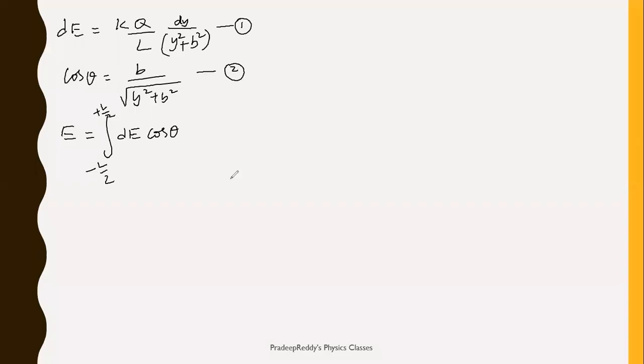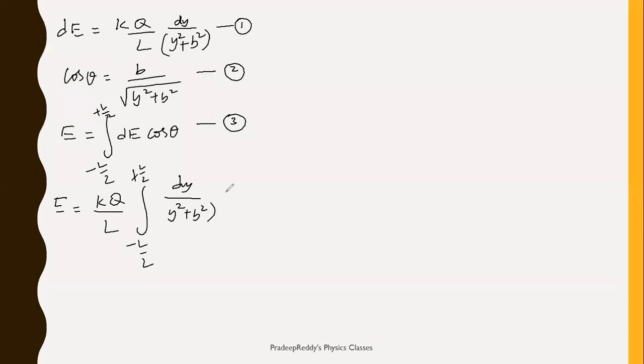So taking those equations which we have obtained in the previous slide, we have got equation 1, dE, and cos theta, we have got equation 2, and let this be equation number 3. Now what I mean to do is substitute equation 1 and 2 in equation 3. This gives you E is equal to integration dE. Constants I am bringing it out: K capital Q divided by L into integration from minus L by 2 to plus L by 2, this part dy divided by y square plus b square into cos theta.